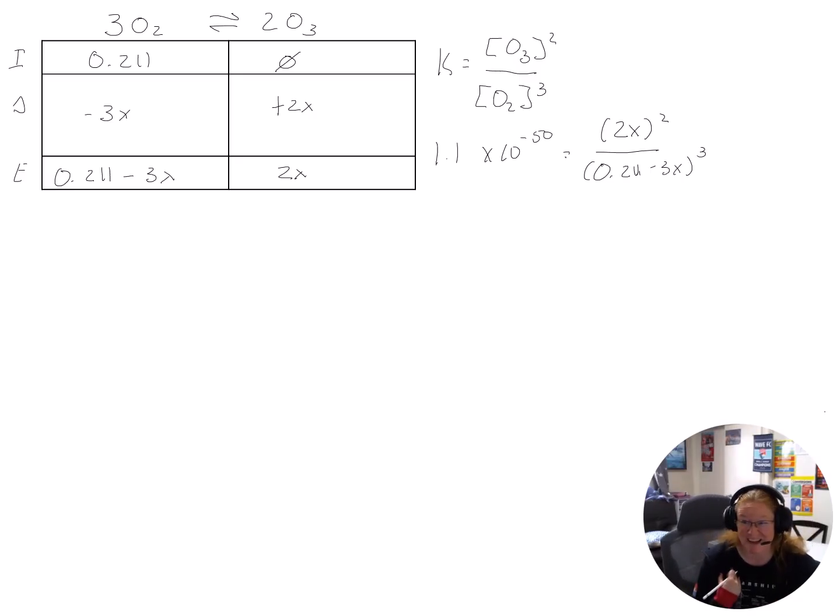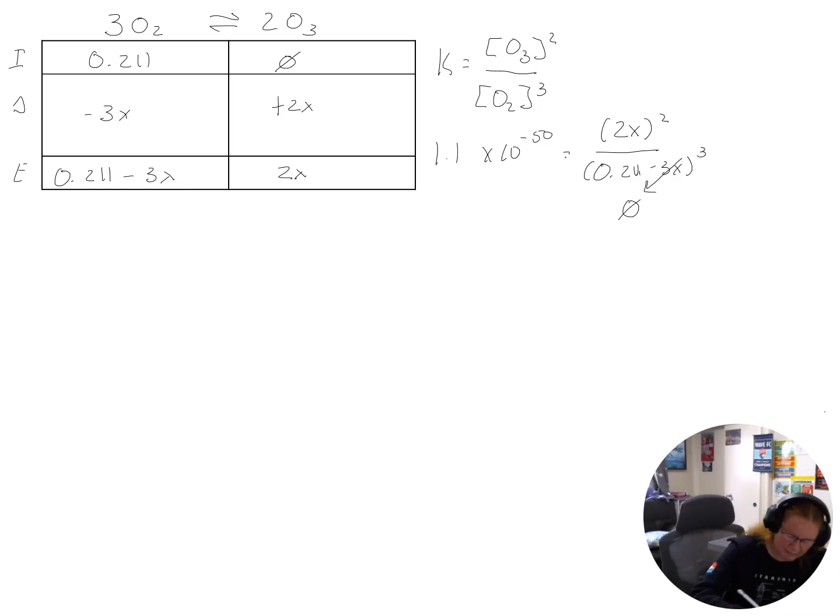Okay, so this math would be disgusting, right? I don't want to solve that. Not only am I dealing with quadratics, but we've got that cubed thing there, and I don't want to factor a three-pronged polynomial. Okay, so our assumption is that that x in the denominator dealing with the reactants is so small it doesn't even matter. So I'm going to make my assumption that that x falls out. It's just so little it doesn't matter at all.